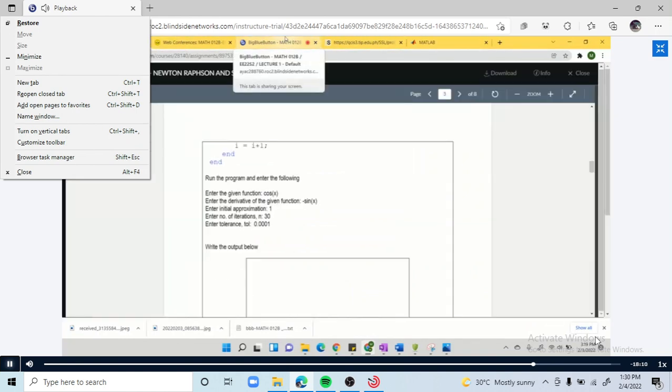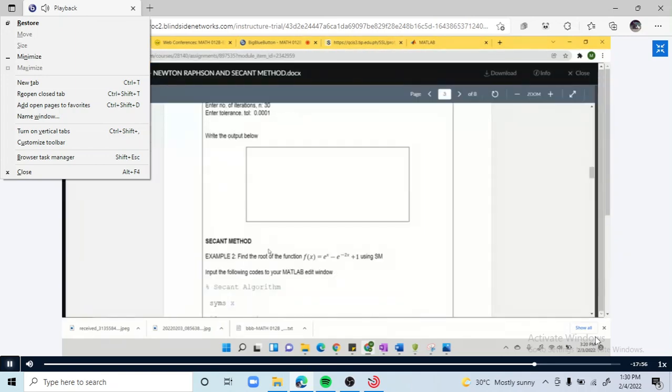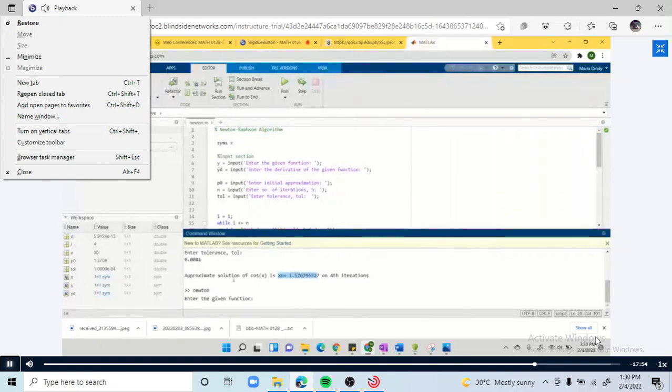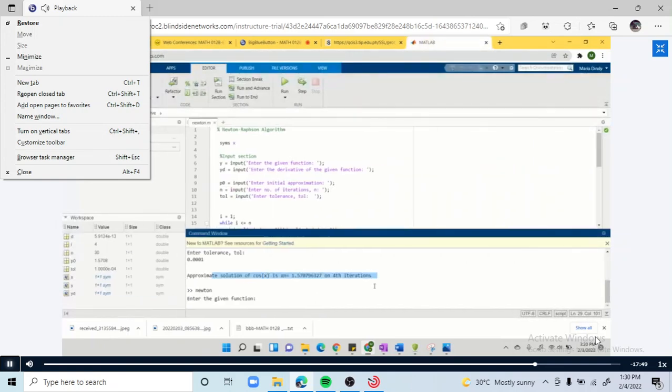Sa output? Ano po yung ilalagay, ma'am, sa output? Yung sa output, ito. Yung approximate solution lang? Or yung mismo sagot? Fourth iteration, ito siya. Ano bang hinihingi doon? Pag hindi naman, write the output below. Sulat mo lang kung ano yung output na nakuha mo. Okay po. Thank you.